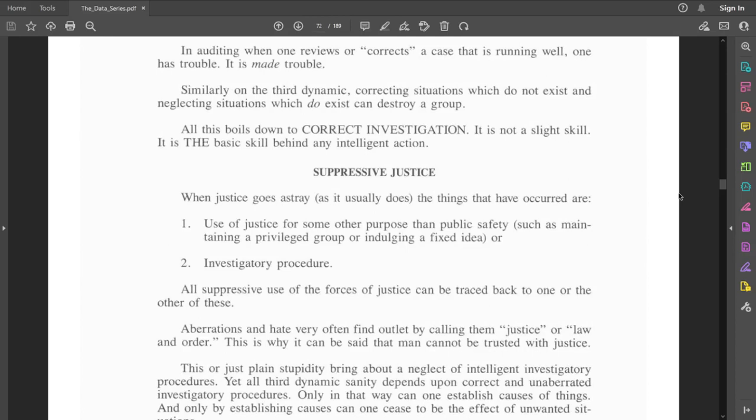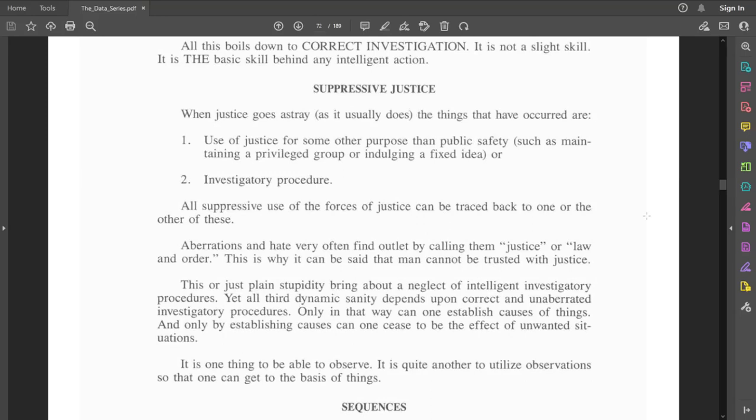All this boils down to correct investigation. It is not a slight skill, it is the basic skill behind any intelligent action. Suppressive justice. When justice goes astray, as it usually does, it goes astray especially with the whole religious arbitration and whatever cases are going on with that, with Danny Masterson and Valerie Haney, Valeska Paris.